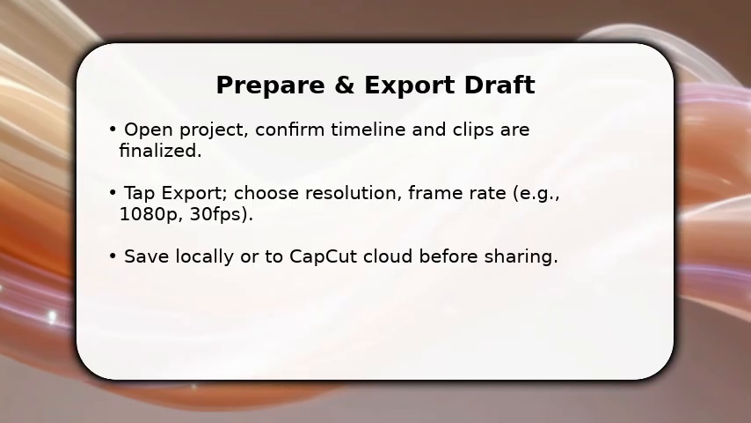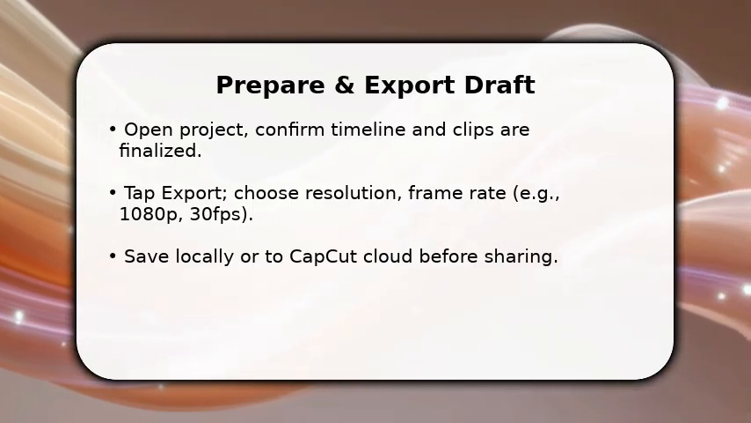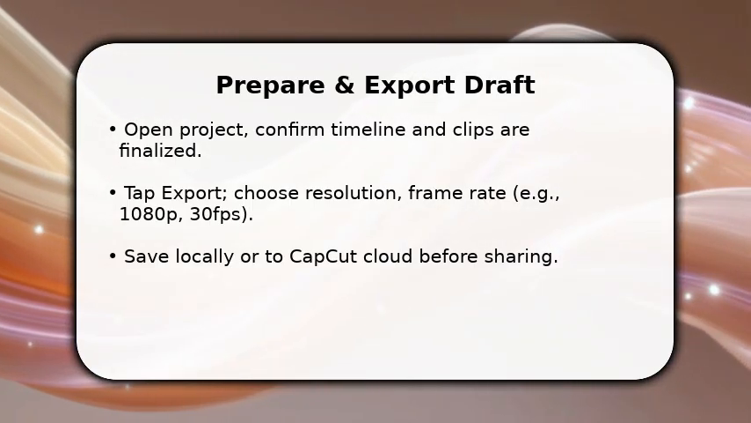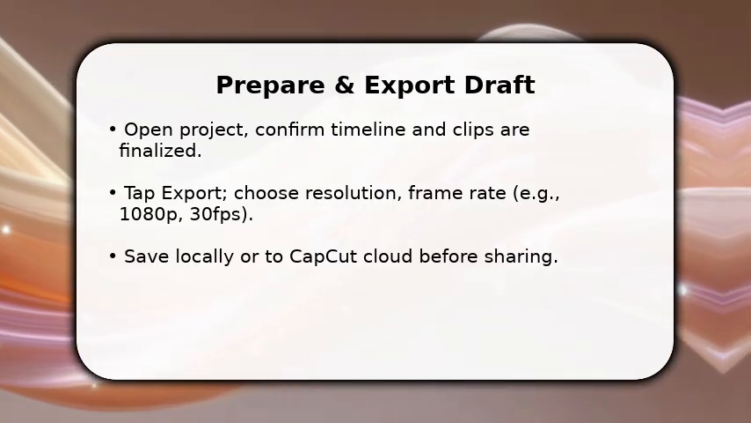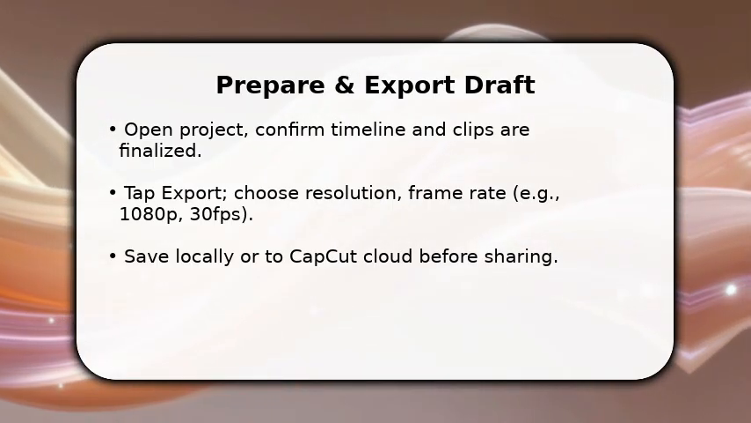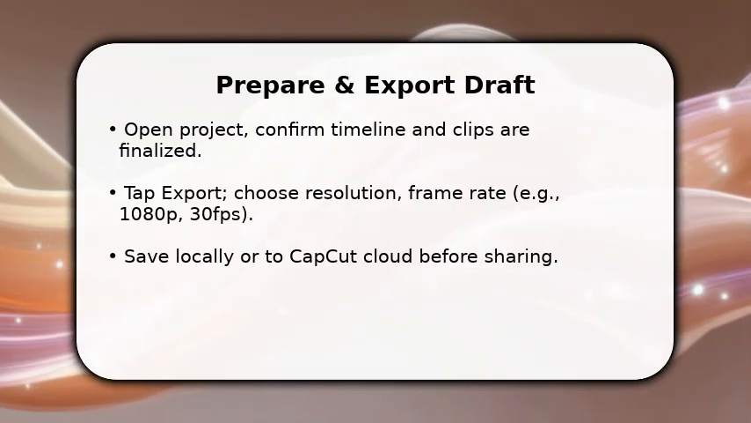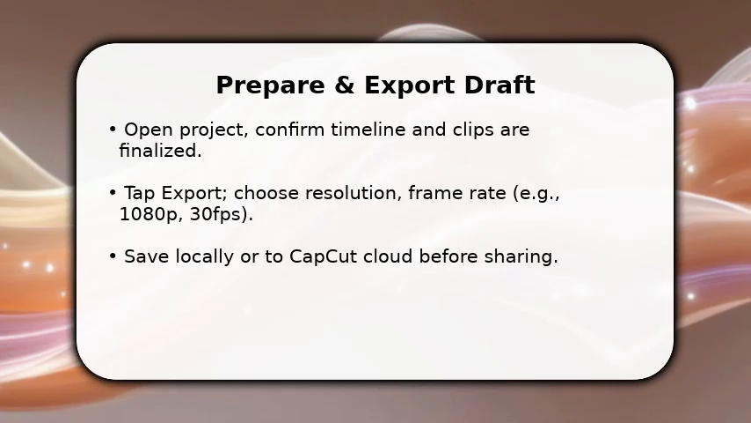You're ready to share, so start by exporting a stable file. This prevents broken links and missing assets. Tap Export, pick resolution and frame rate. 1080p at 30 fps is a reliable default, and wait for rendering to finish.